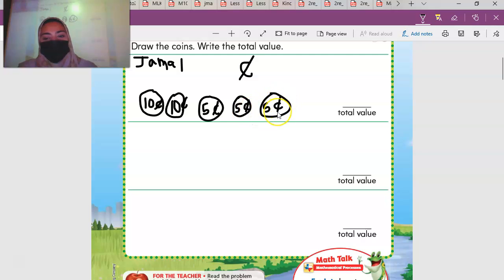Now we have to find the total value. Remember, I told you when we're adding coins, we always start counting with the coins with the largest value. So if I have 2 dimes, that's 10 plus 10 is 20. And then I have a 5. Well, 20 plus 5 is 25. And then 25 plus 5 is 30. And then 30 plus 5 is 35 cents.